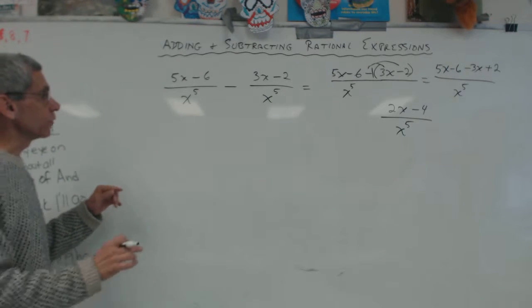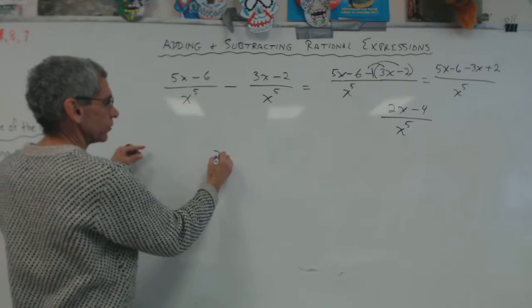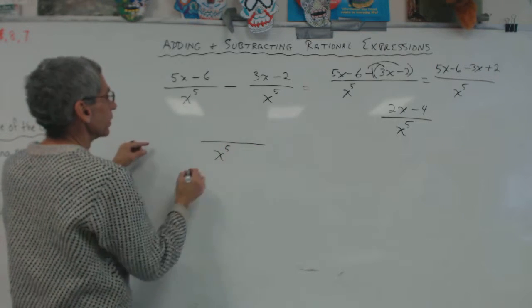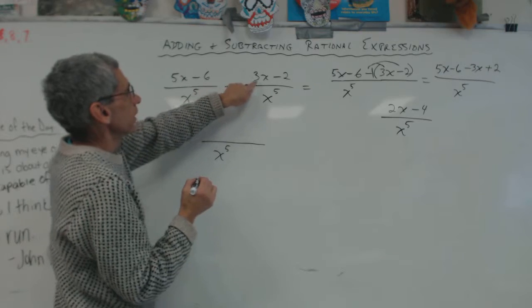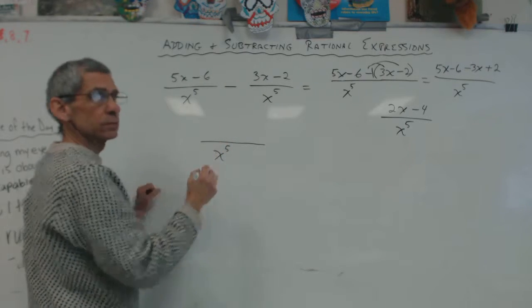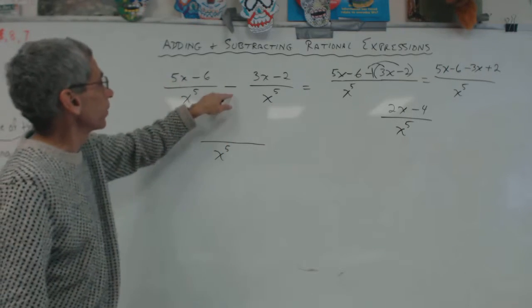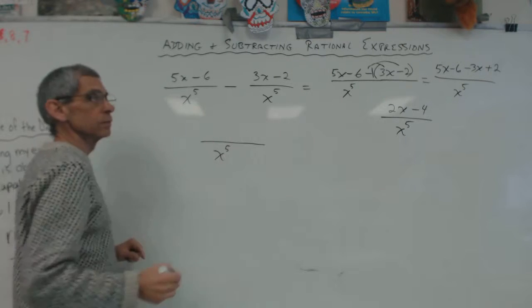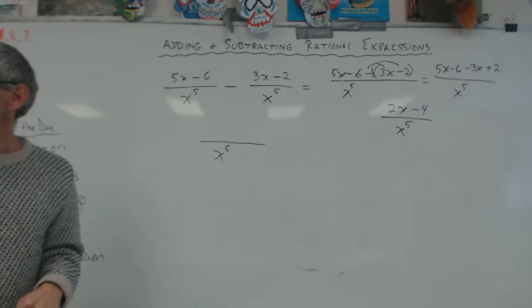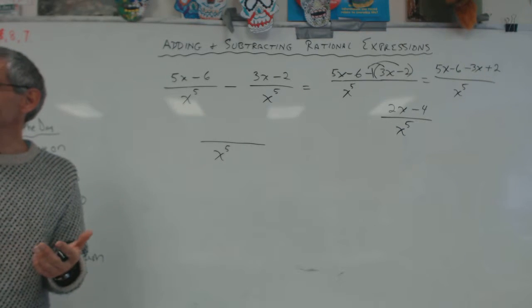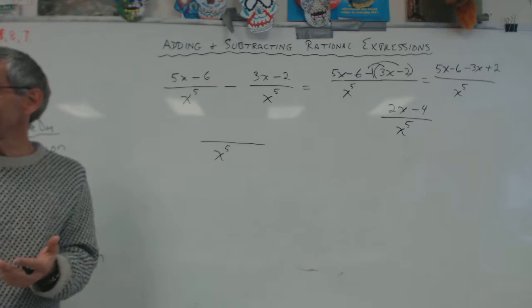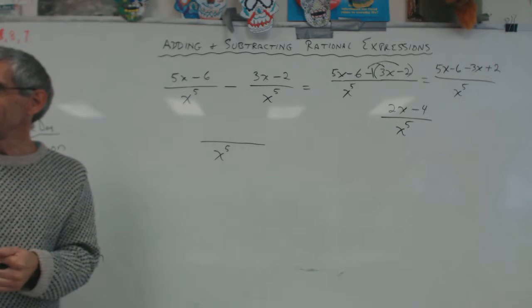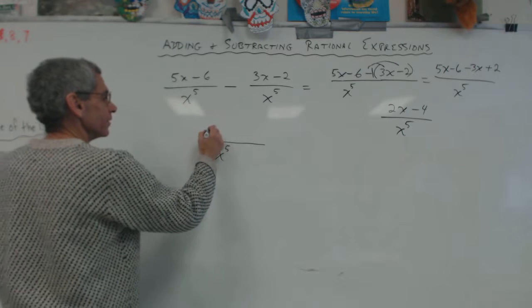The fast way: they're both x to the fifths on the denominator, so I just write that. 5x minus 3x. Luca, I have 5 apples. Somebody takes 3 of them away. How many do I have left? I have 2 x's.